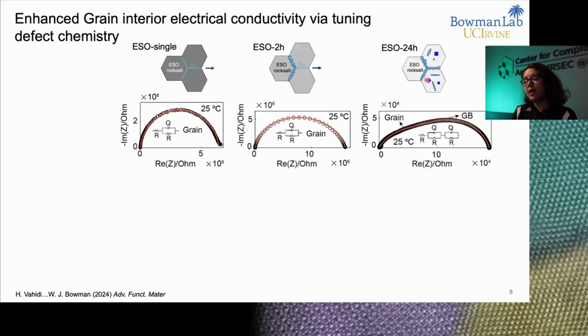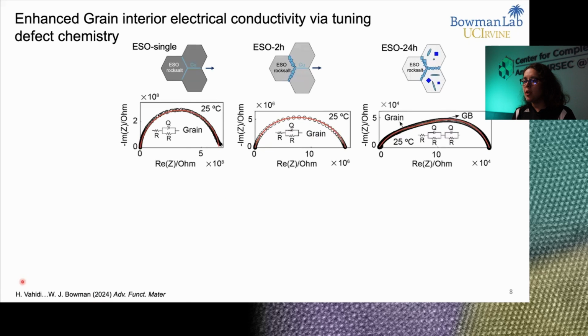However, in the 24-hour sample, we believe that when all these grain boundaries are covered with these copper-rich particles, that's when you start to also see a contribution coming from this new grain boundary phase. And as a result of that, as you can see, we have two different semicircles showing up in our third specimen, coming from the grain and grain boundaries respectively, and that has helped us to resolve the grain boundary conductivity in this material.